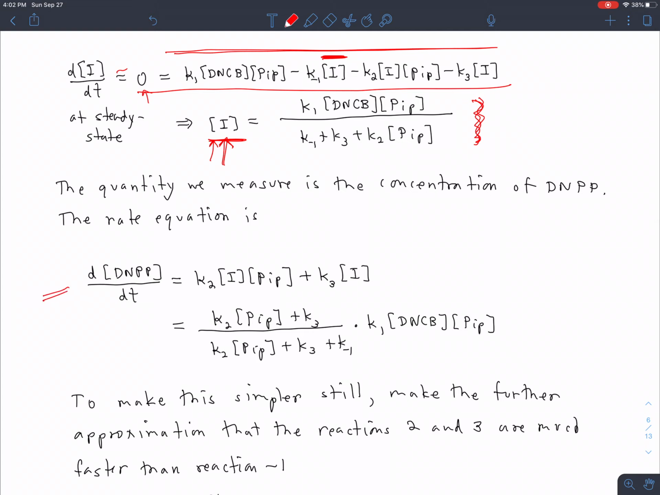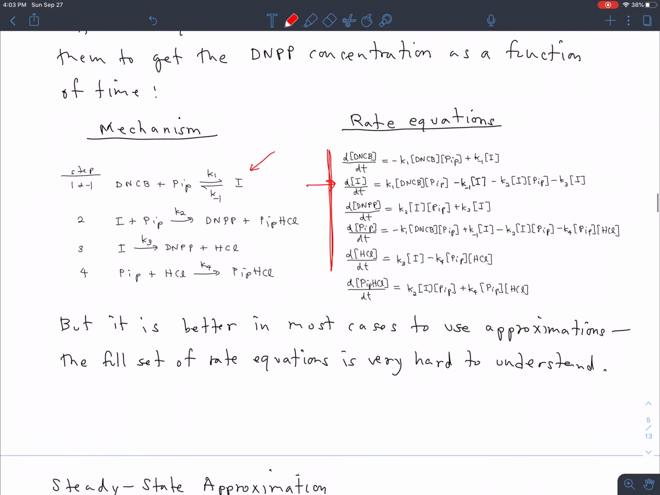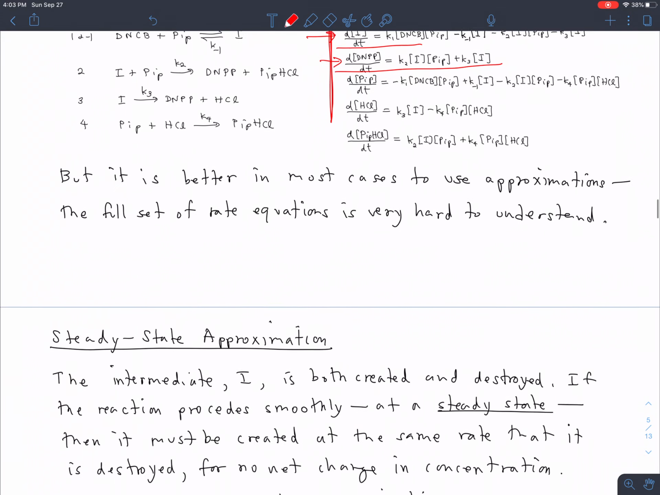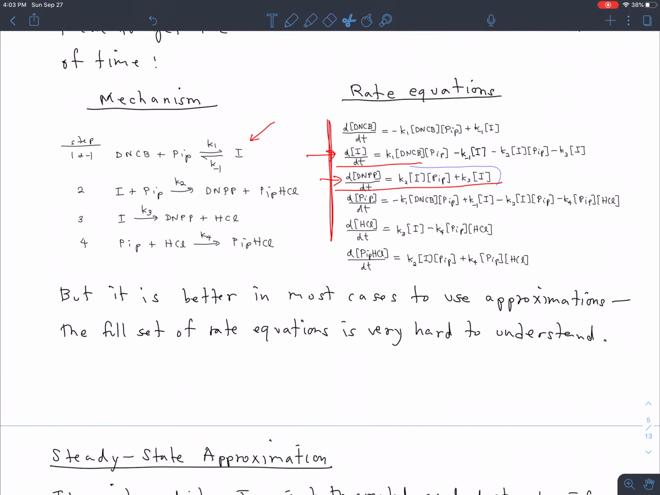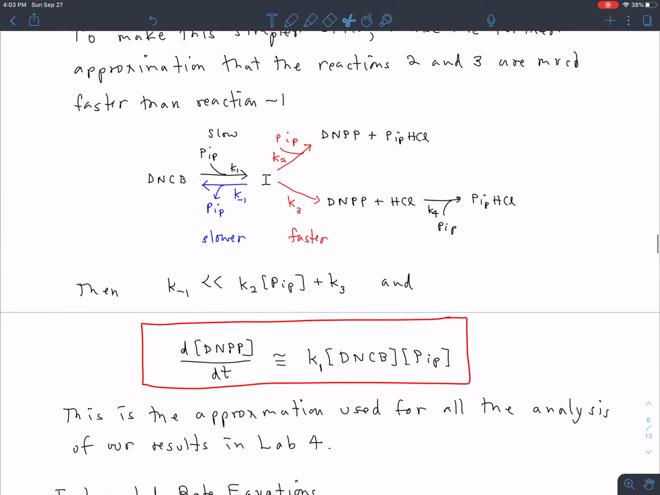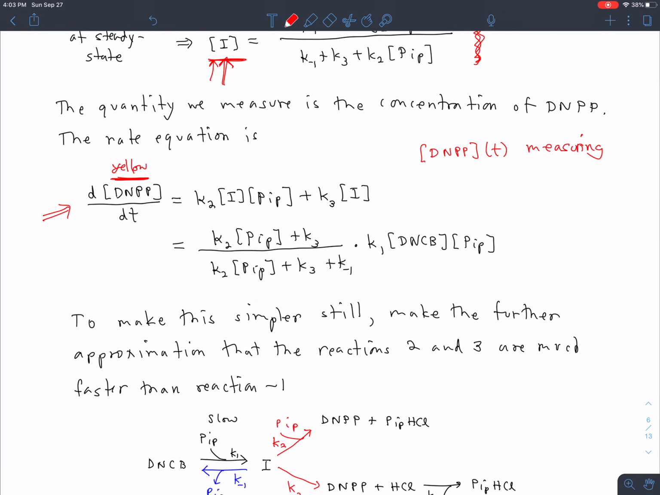We are mostly interested in the rate of change of the product, the yellow product, the DNPP, because that's the quantity we're actually monitoring, right? It's the concentration of the DNPP versus time. That's what we're actually measuring in our experiment. And so let's look next at the rate equation for DNPP. Here it is. It's the next equation in our list after the intermediate one. I don't really need to copy it.